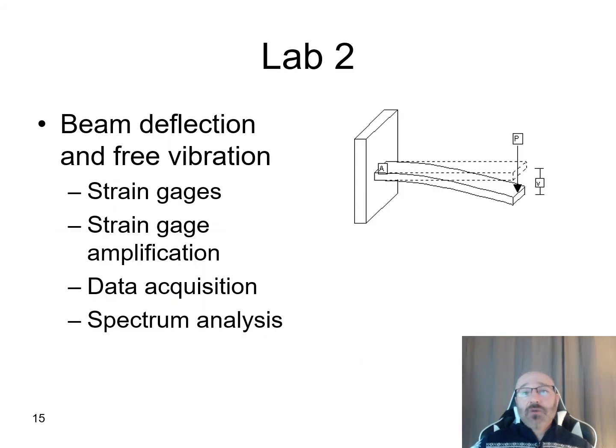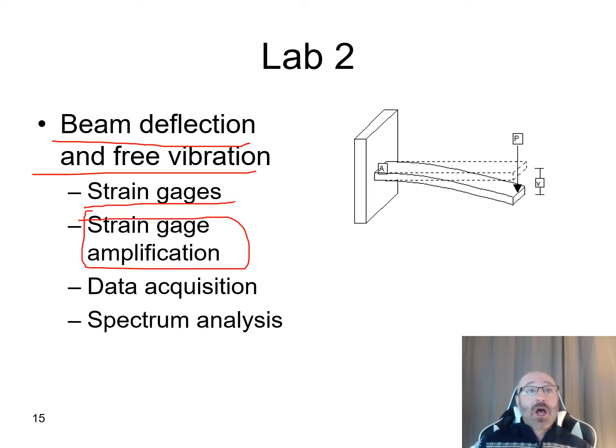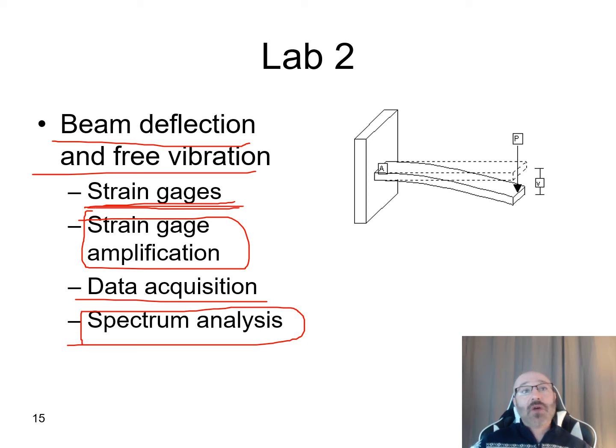Lab 2 is beam deflection and free vibration. Some of the equipment that you're going to be utilizing within this lab is the strain gauges, your strain gauge amplifier, data acquisition equipment, and doing some spectrum analysis as well. Again, please read through all of the materials and become familiar with all of these. Review back to some of your other courses where you've dealt with strain gauges in the past, and how to apply these. The TA will go over the details as well, but the more background information you have prior to going in, the more you're going to be able to get out of these laboratories.